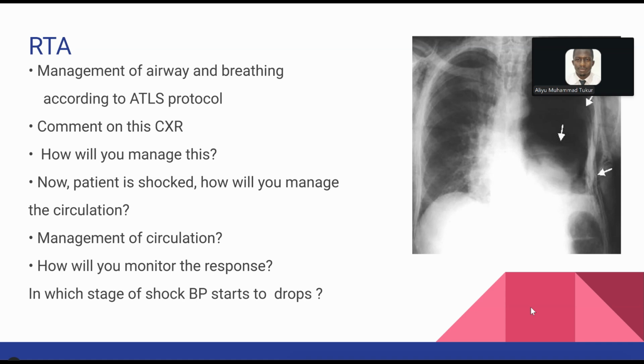So in that case, how to manage the breathing if assessment is done and a problem is found? In case of tension pneumothorax, needle decompression can be done in the fifth intercostal space, just anterior to the middle axillary line, and the air is expected to flow out. Control is possible.